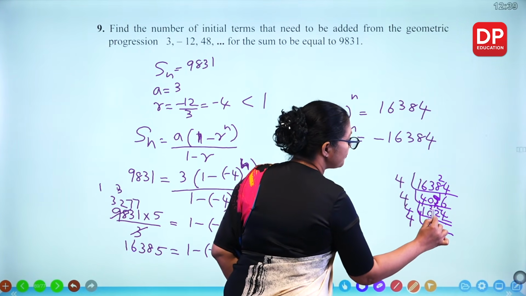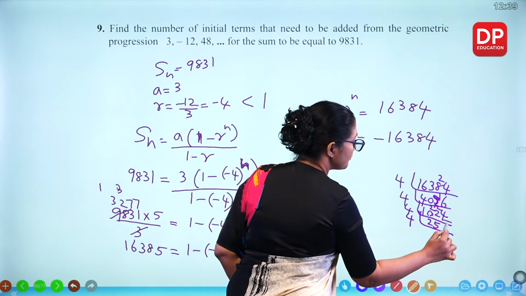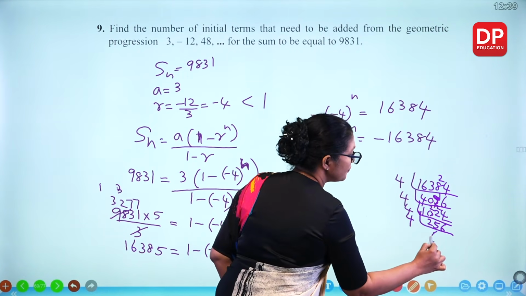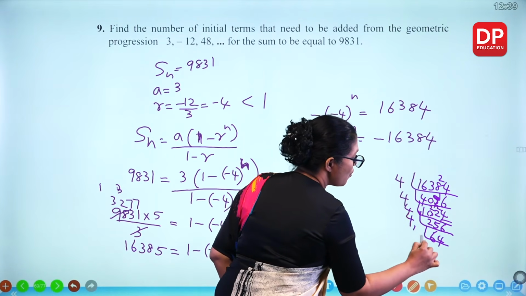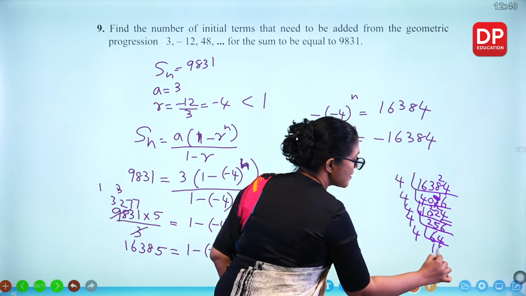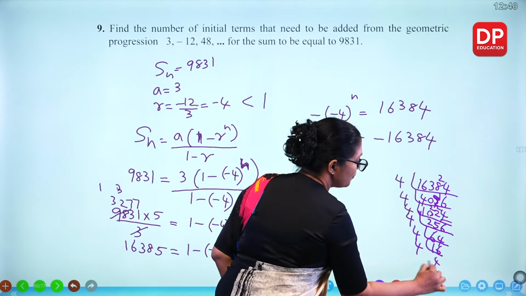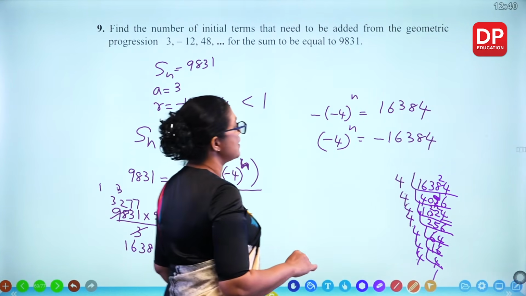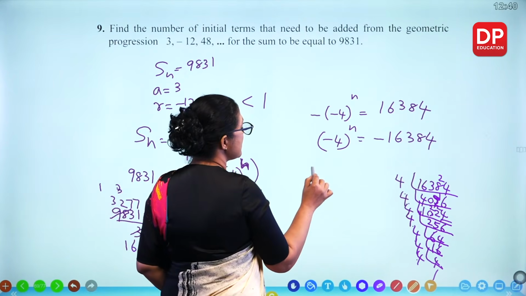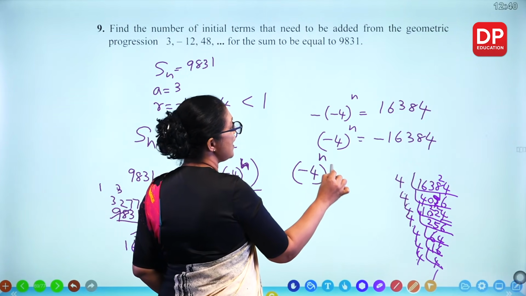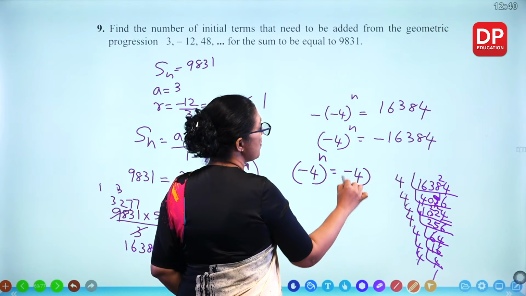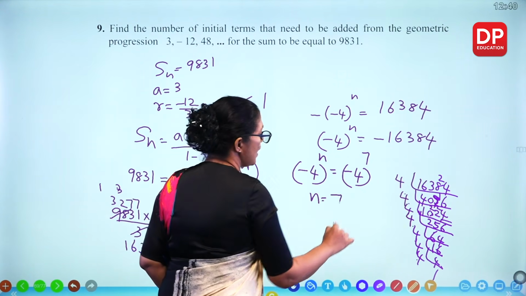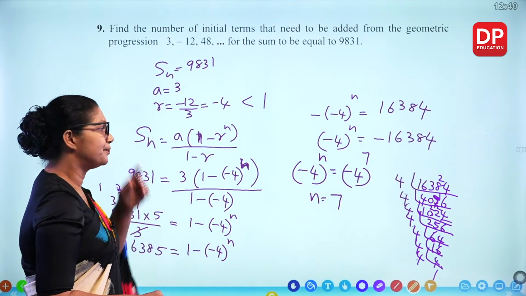You get 64. 4 times again 16. 4 times 4. 1, 2, 3, 4, 5, 6, 7. So this is a minus answer. You get minus 4 to the power n is minus 4 to the power 7. So what's n? N equals 7.